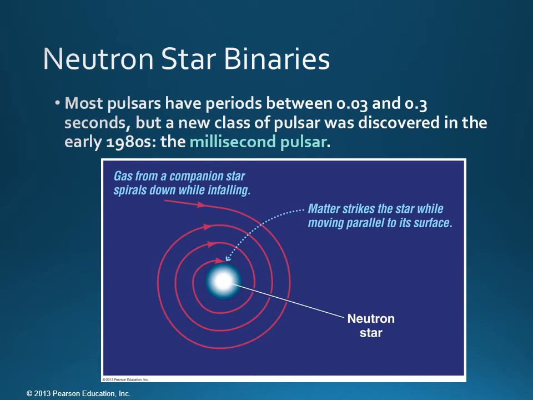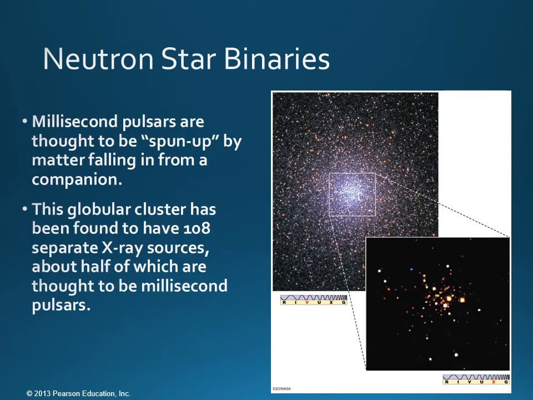Most pulsars have periods between 0.03 and 0.3 seconds, but a new class of pulsar was discovered in the early 1980s, the millisecond pulsar. Millisecond pulsars are thought to be spun up from matter falling in from a companion. This globular cluster has been found to have 108 separate X-ray sources, about half of which are thought to be millisecond pulsars.